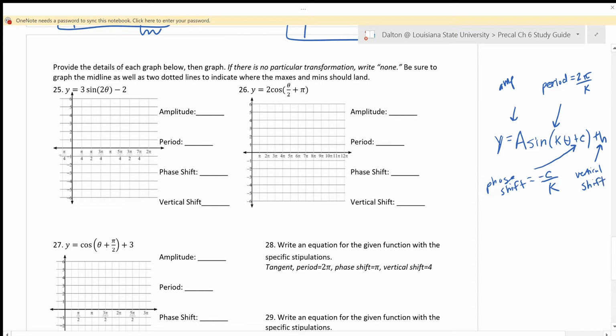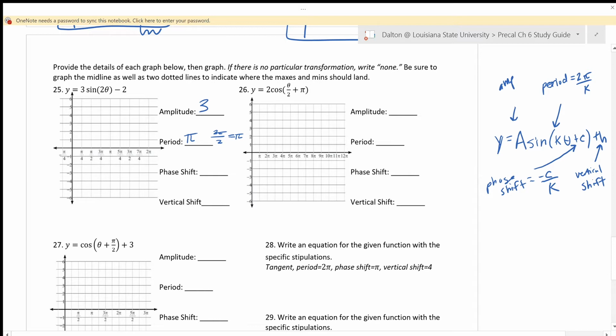Number 25, the amplitude, I've got my A value is 3, so therefore my amplitude is 3. My period, again, is not always necessarily 2, but we'll talk about phase shift in a second. My period is 2 pi over k. Well, 2 pi over my k value is 2. 2 pi over 2 is just pi. So my period is pi.